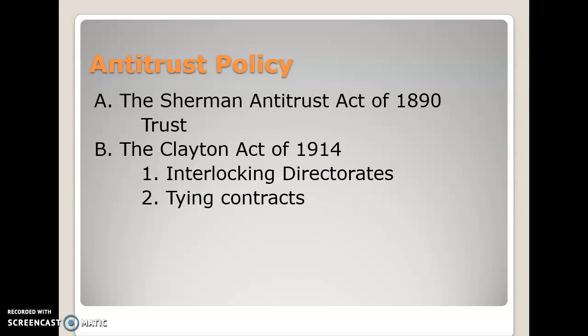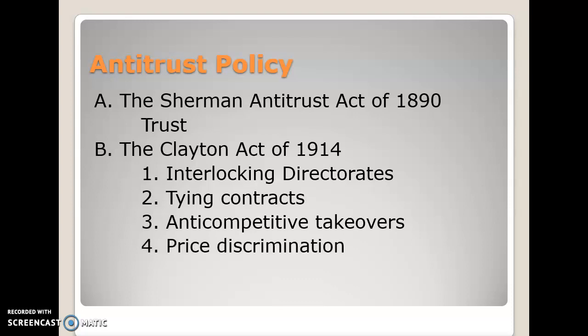So tying contracts literally tied up the retailer and forced them into these deals. Well, this action was made illegal. Number 3, anti-competitive takeovers. This description is when corporations bought a controlling share of their competition's stock.